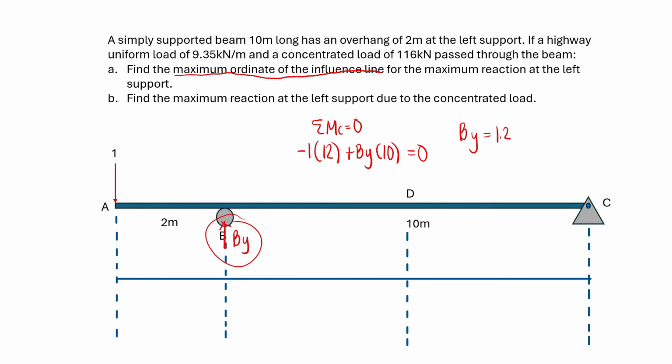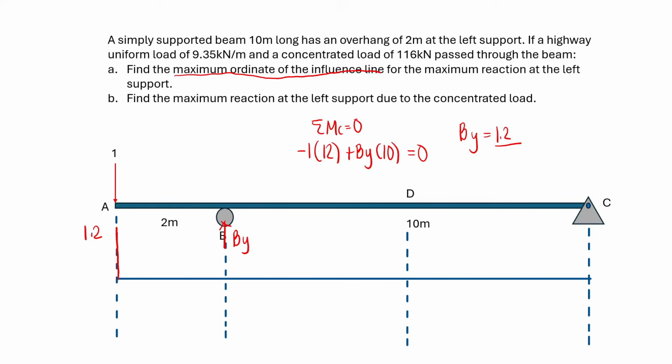And so that means that this is the ordinate of the influence line. So this is 1.2 right here. Now again, we are not interested anymore in the shear at the midspan. We are only interested in the reaction. And so that's why this reaction at By is automatically our ordinate. So this is what you have to remember.